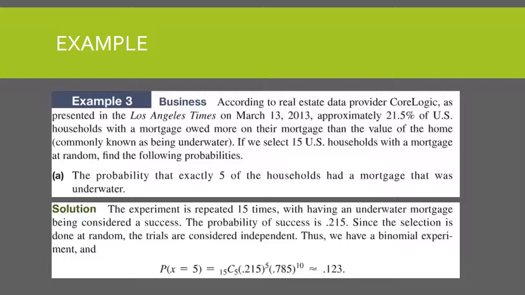So we are repeating this experiment 15 times, and we want to know the chances of having 5 that have a mortgage that's underwater. So underwater mortgage is considered a success because that's what we're interested in finding out about. Putting it in the formula, we have 15 choose 5 times 0.215, which is our probability of success to the 5th power, times 0.785, the probability of failure to the 10th power, and we get 0.123.